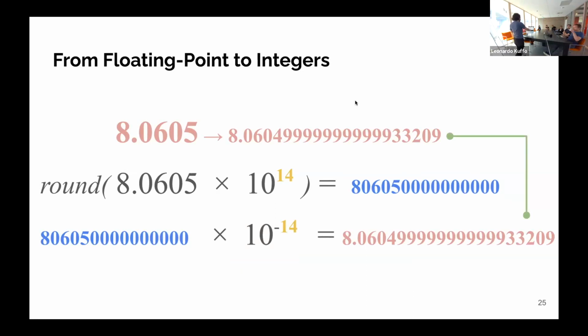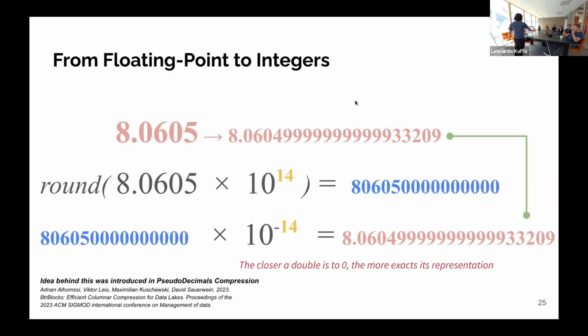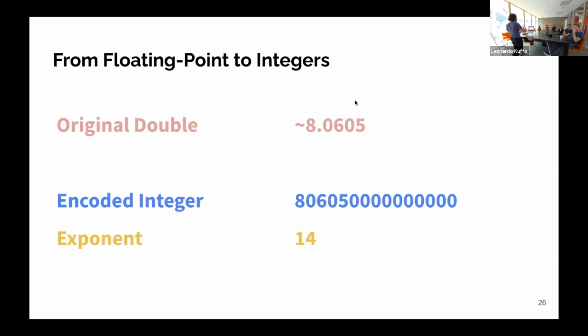The thing is that right now, 10 to the power of -14 is such a small number that the error is so small that in the end we get the same original double. This happens because the closer a double is to 0, the more exact the representation can be. This is why exponent 14 works and exponent 4 does not. The idea behind this was introduced in pseudo-decimal compression, this whole idea of converting doubles to integers using exponents. So now we have converted our original double into two numbers, an encoded integer and an exponent, 14.